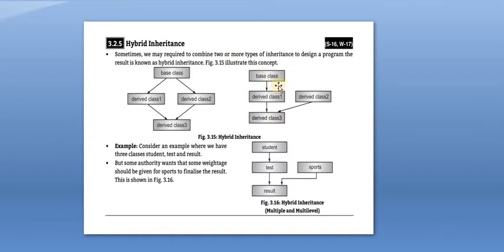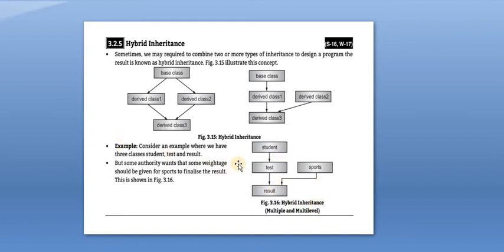Again see here, this is what? This is a multi-level inheritance. 2 base classes and 1 derived class, it is a multiple inheritance. Okay, so it is a combination of multi-level and multiple inheritance. Here again the same, hybrid inheritance, multiple and multi-level inheritance.